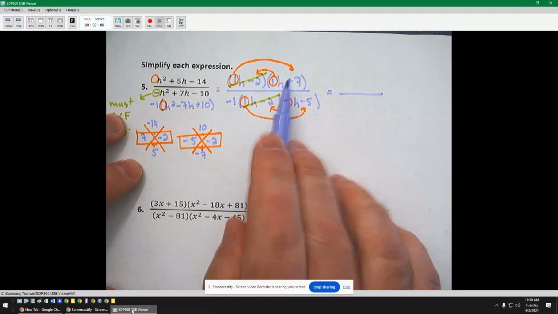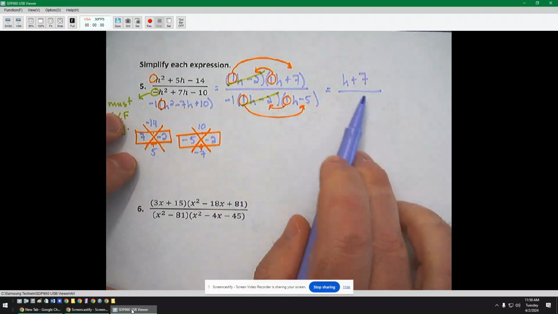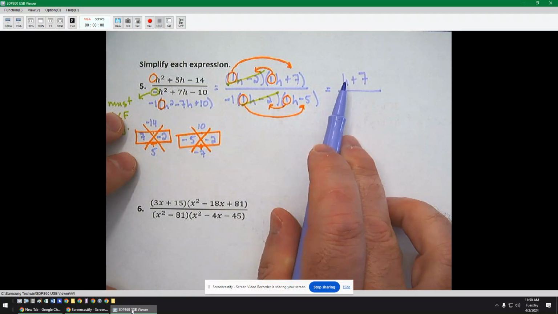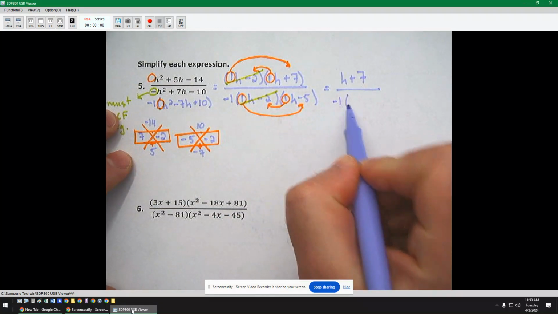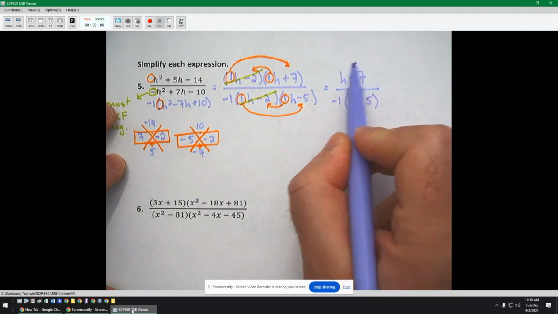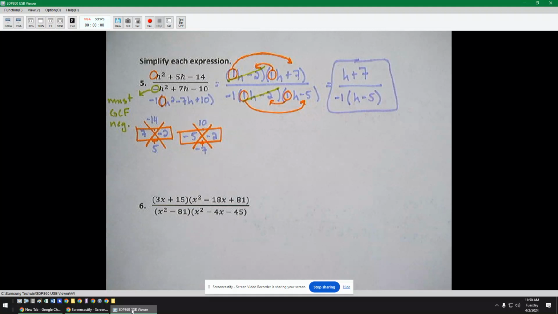So I have 1h plus 7. I would just write that as h plus 7. But the computer might care. I'm actually not sure if it would care this time because of equivalency, but that's all right. And then on the bottom, I've got a negative 1. And then I've got this group, h minus 5. Now notice I didn't need the parentheses on the top. I could put them there, but I didn't need them because it was just h plus 7. I do need the parentheses on the bottom because of the negative 1 and the h minus 5.